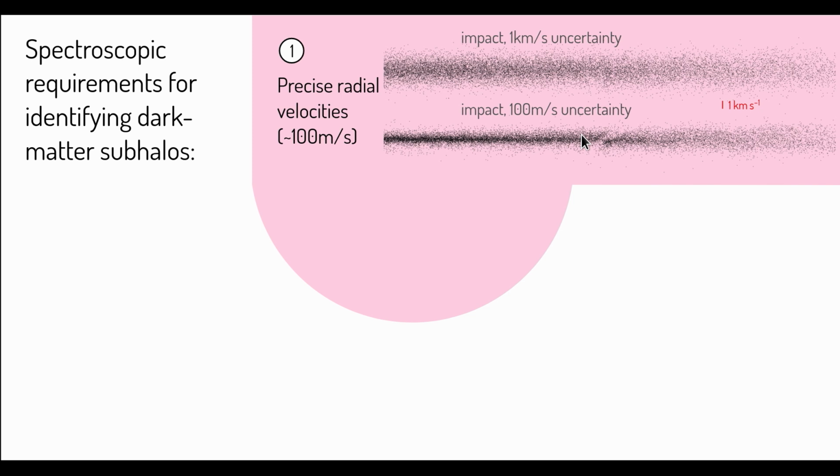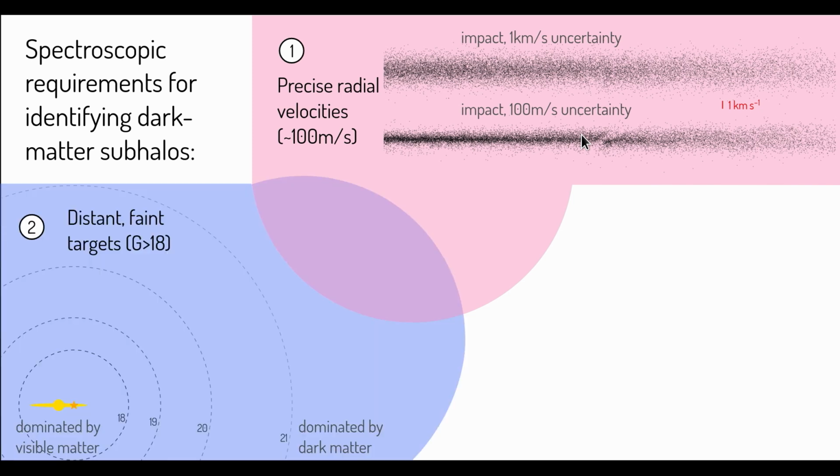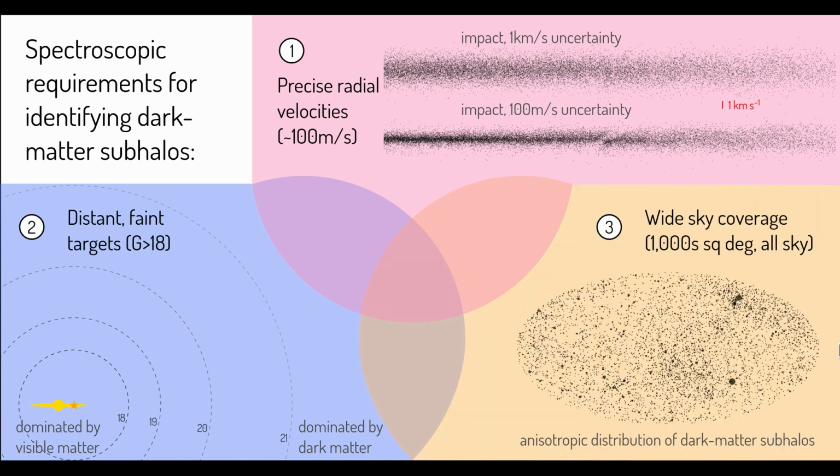So we want that. The second part is that reaching the outer halo requires observing faint stars. Here I'm showing the distance to which we would see blue horizontal branch stars for a given magnitude limit. So really, to reach the safe region outside of the sphere of influence of the Milky Way disk, we need to go fainter than 18 magnitude. And finally, we do want all sky.